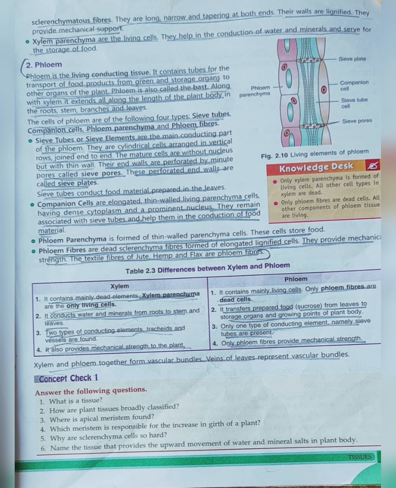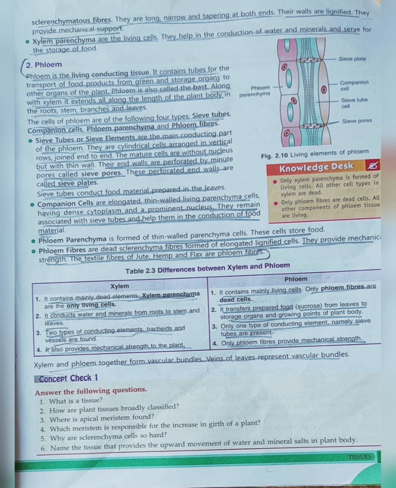Differences between xylem and phloem. Xylem contains mainly dead elements. Xylem parenchyma are the only living cells. Phloem contains mainly living cells. Only phloem fibers are dead cells. Xylem conducts water and minerals from roots to stems and leaves. Phloem transfers prepared food, sucrose, from leaves to storage organs and growing points of plant body.